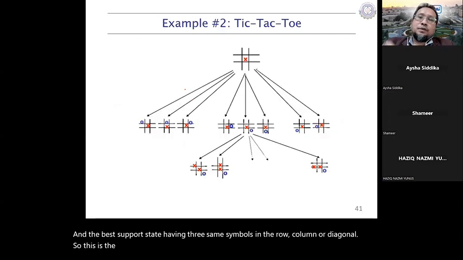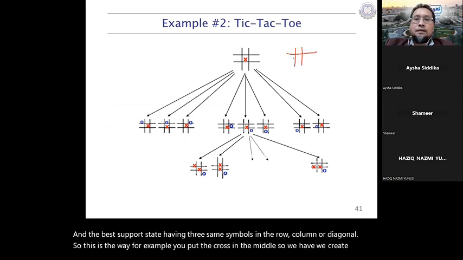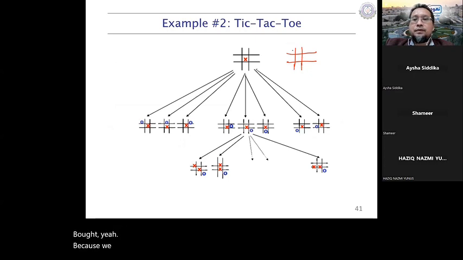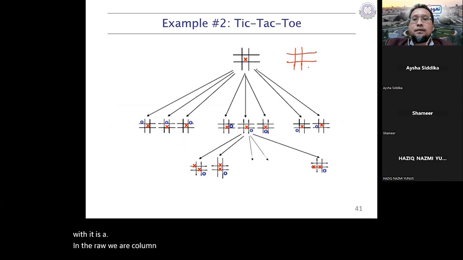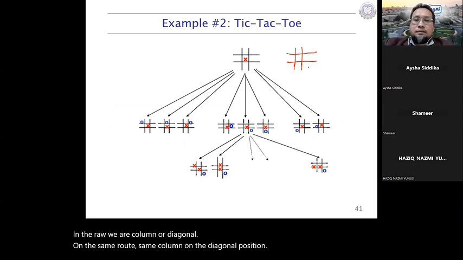For example, we put the cross in the middle, so we create this board. Because the objective or the goal is to construct 3 same symbols, whether in the row, column, or diagonal. On the same row, same column, or on the diagonal position.